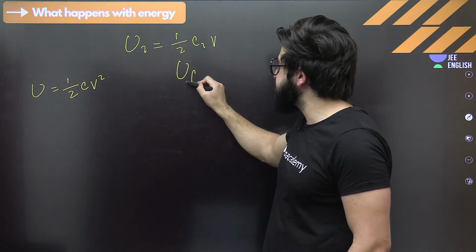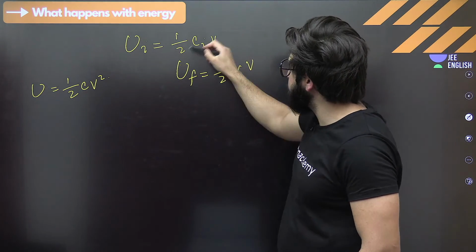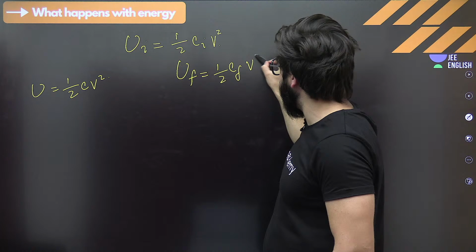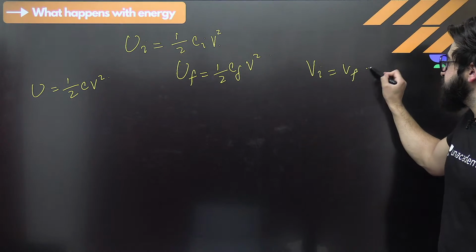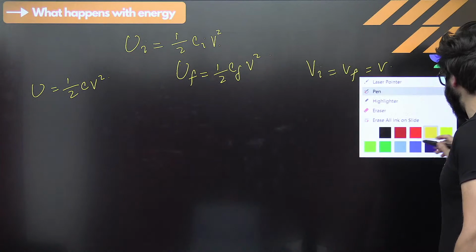You will say, sir, this final is nothing but 1 by 2 CF into 1 by 2 CV square, and this will be V square. So VI is equal to VF is equal to V. When the battery remains connected, this is what happens over here.